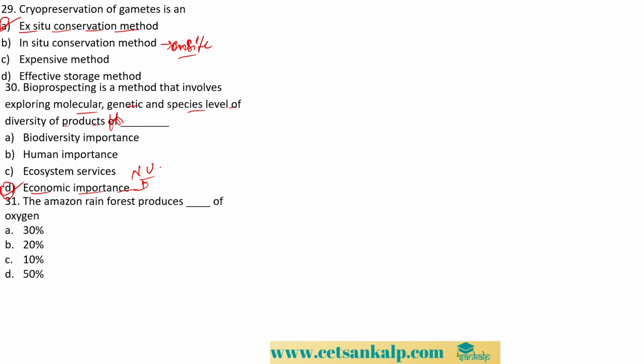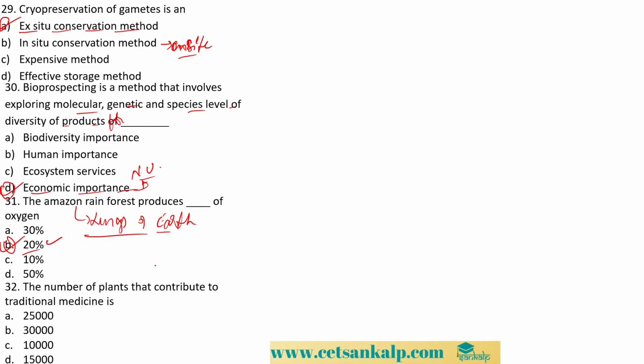The next one. The Amazon rainforest produces what percent of oxygen: 30%, 20%, 10%, or 50%? It is 20%. Hence, Amazon rainforest is also called the lungs of the earth. Of the oxygen on the earth, 20% comes mainly from the Amazon rainforest. And also we know Amazon rainforest has the highest diversity also. We discussed all those points earlier.